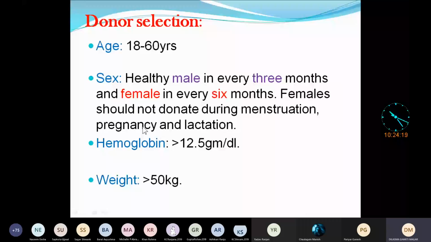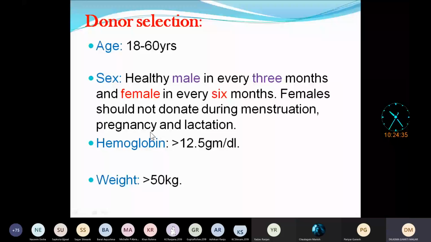So during menstruation, blood loss will be there. That's why they should not donate that time. And in case of the pregnancy, within the uterus, the fetus is growing. That's why that time they should not give blood. And in case of the lactation, lactating mothers also, they should not donate the blood.